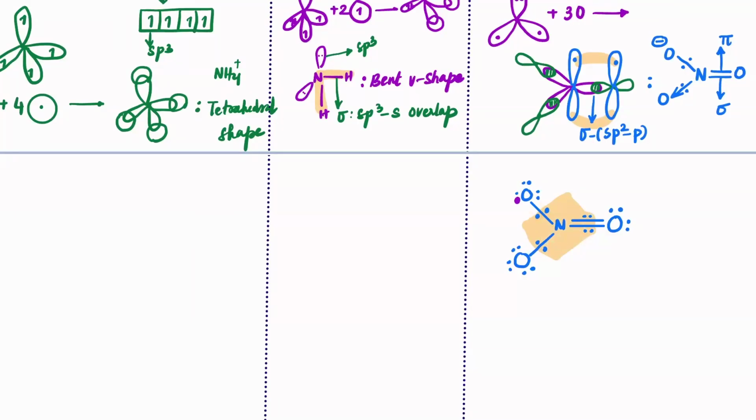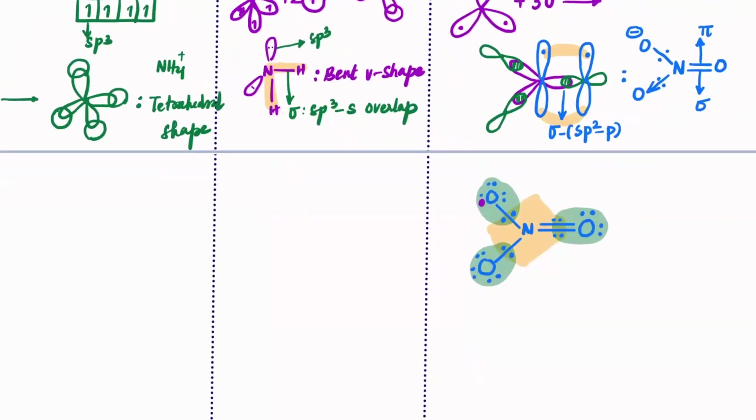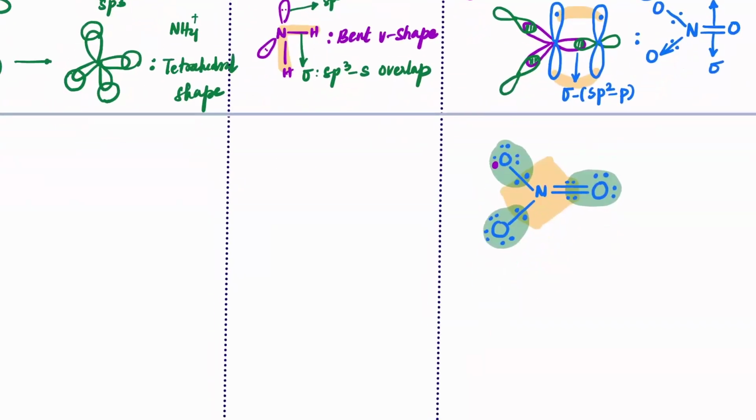And if I overlap here, that will make this oxygen's octet complete, and this oxygen's octet is also complete. So this is how the bond will be formed. So what all did we have here? We had three sigma bonds, where we saw it is sp2 and p overlap. We found one pi bond between p and p orbital.